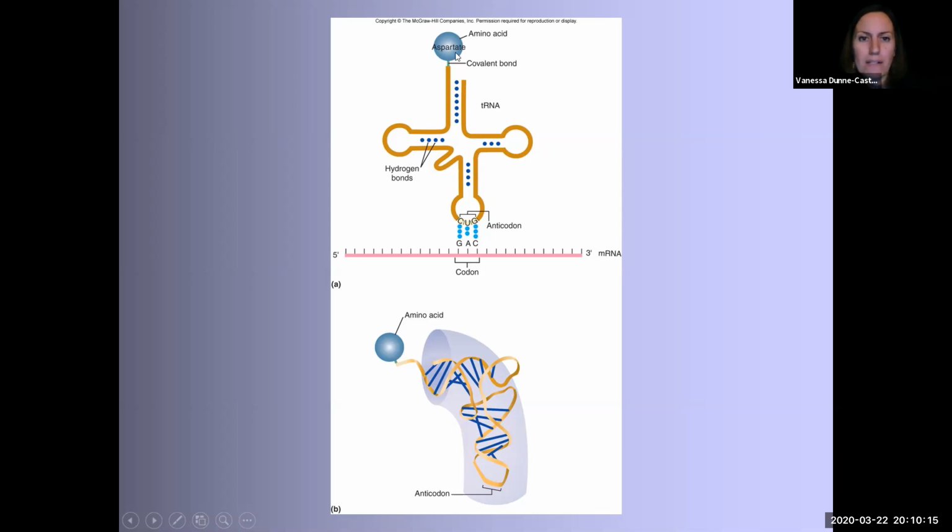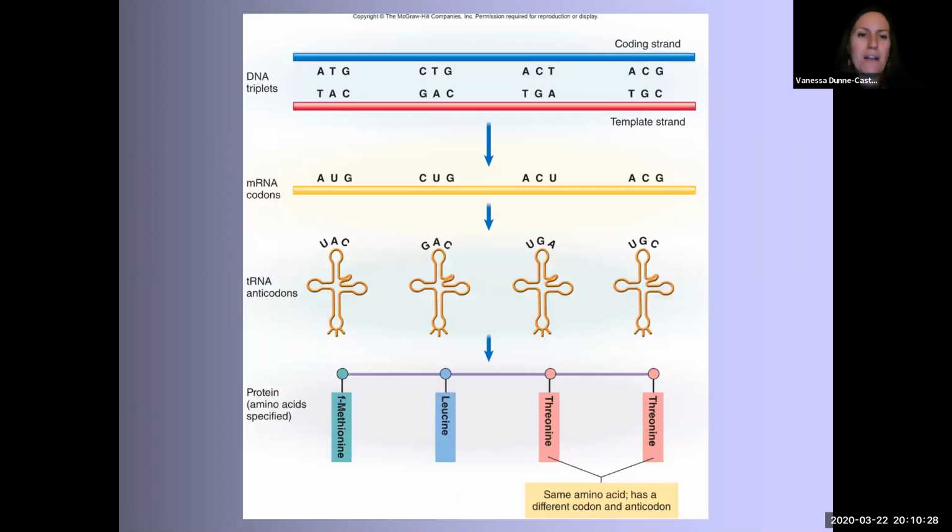Now this bond here is a covalent bond, but it can be broken and is broken during the process of translation inside the ribosomal complex. Here is a snippet of what this process looks like. So here is the double-stranded DNA molecule. Again, we have the blue as the coding strand and the red as the template strand. Of course, this is the reverse image of what we were seeing before. Don't be confused in this picture: even though there's a gap between these codons, there is no gap between codons in a DNA or mRNA molecule.